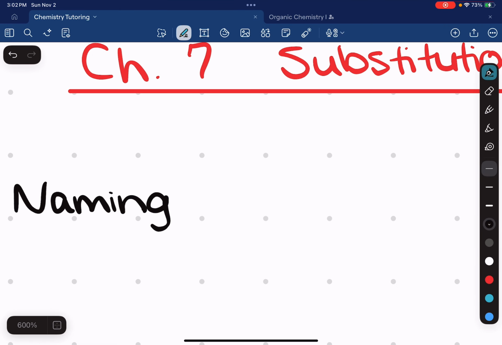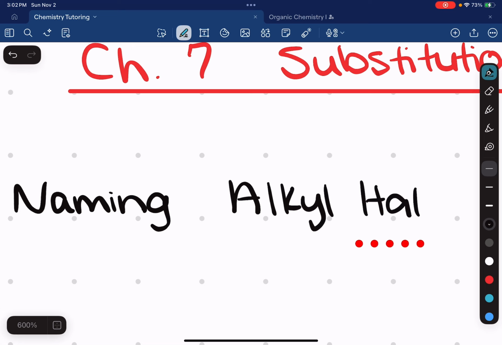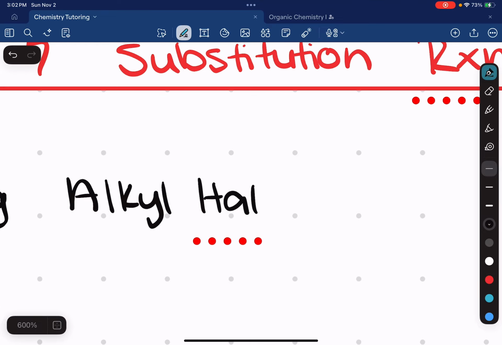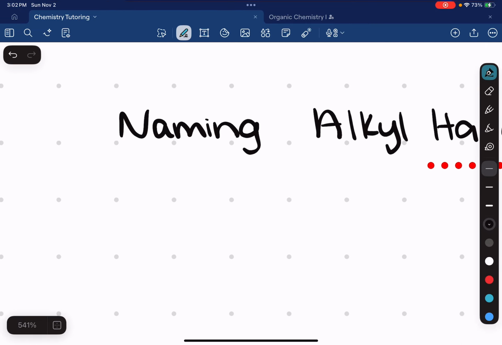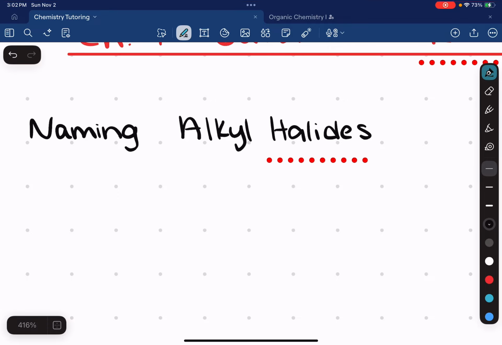So these are going to be alkyl halides. This is like all of them, because the halide is going to be your leaving group, at least for everything that you guys do here for the most part. So when we name them, let's underline this little section. So you have the common name and then the IUPAC name.